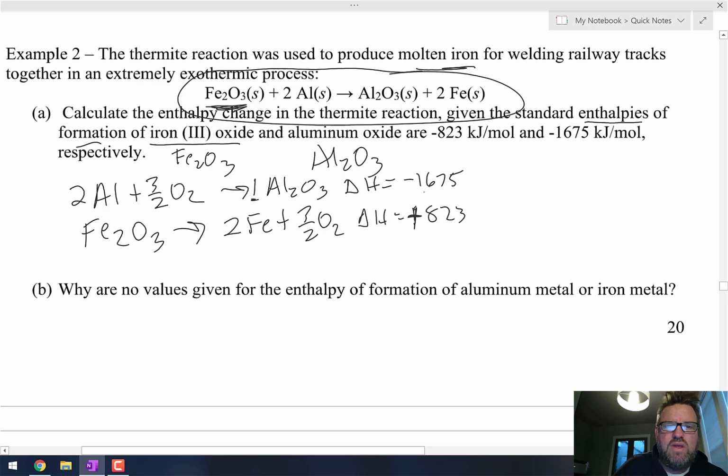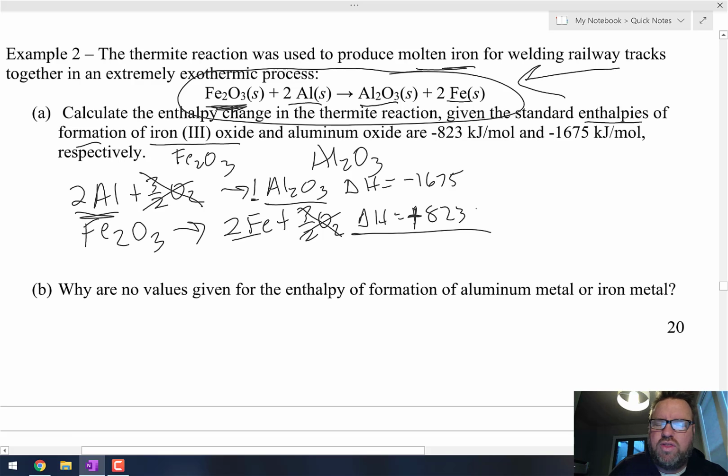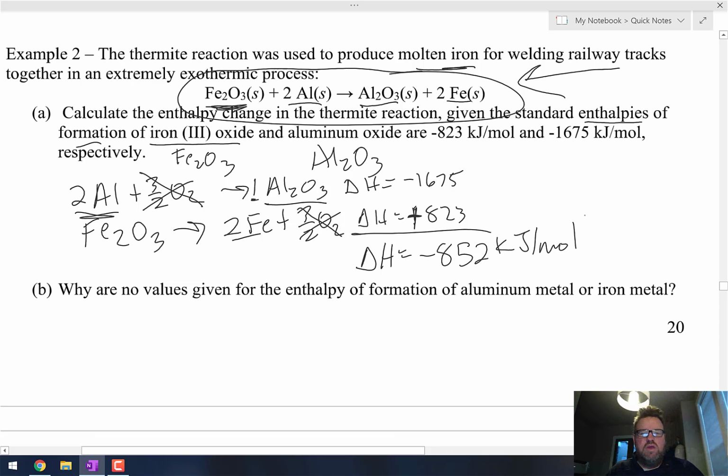Okay, and then we need 2 aluminums as reactants, Al2O3 is a product, 2 Fe's is a product. What happens with our 3 halves O2s? They both cancel out. Okay, and so overall, now we just have this equation here. And what do we do with our enthalpy change? We take the negative 1675, add 823, and we get an enthalpy change for the overall reaction of negative 852 kilojoules per mole.